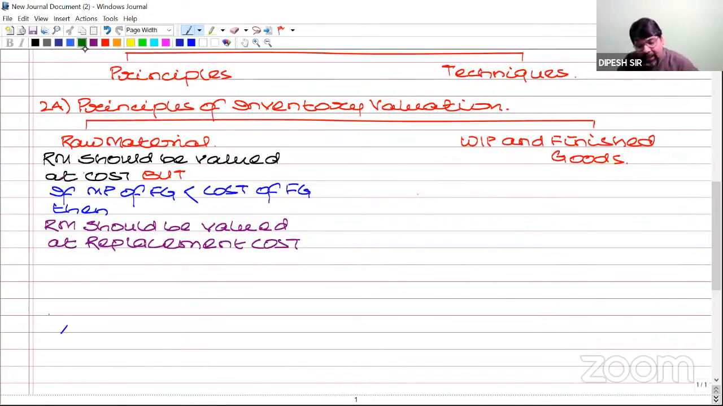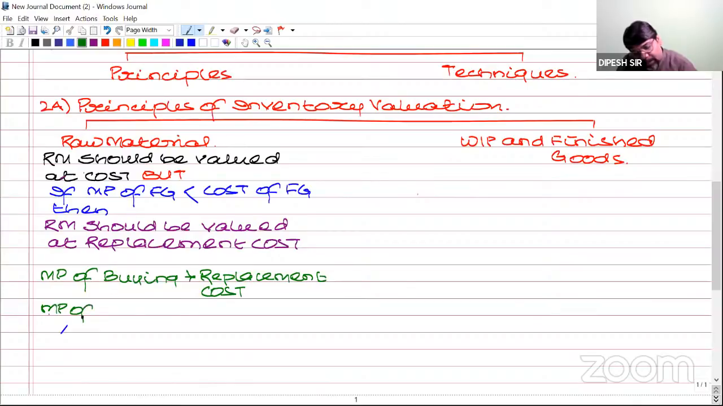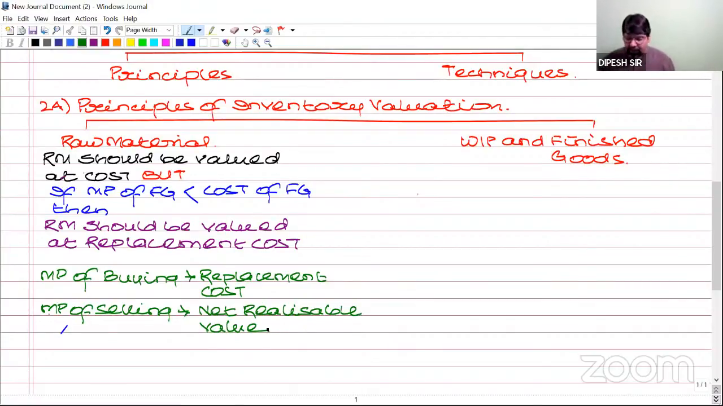So, chartered, market price of buying is known as replacement cost. Market price of selling is known as net realizable value. Am I clear, chartered? Yes or no? Yes, sir.